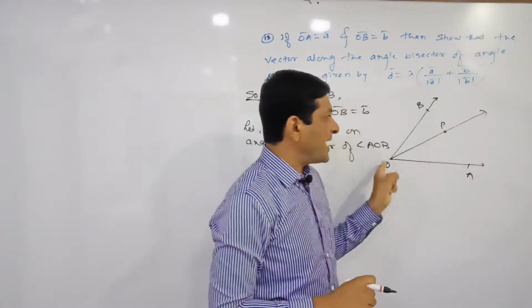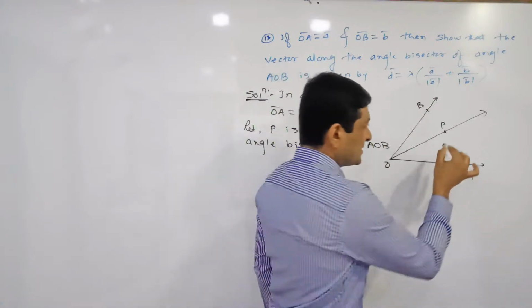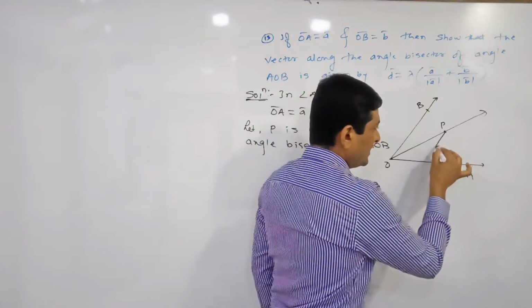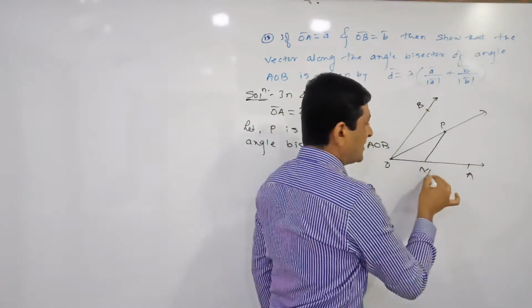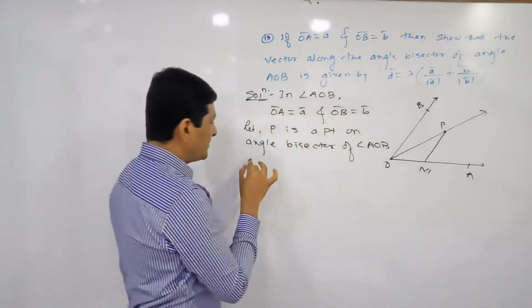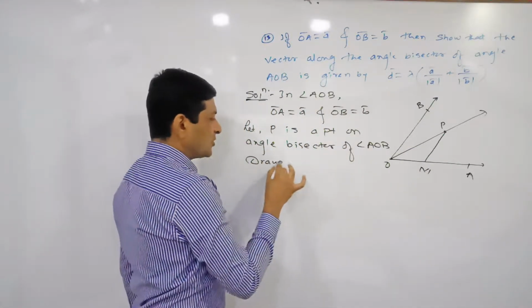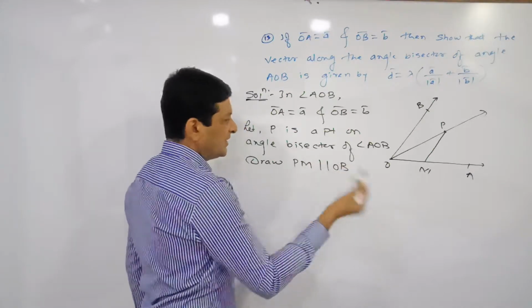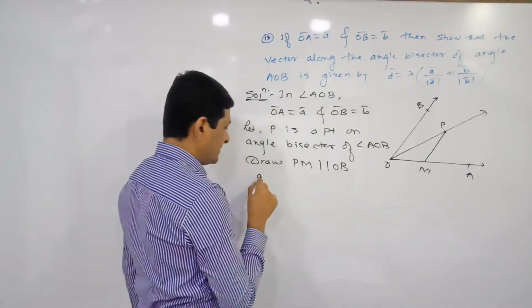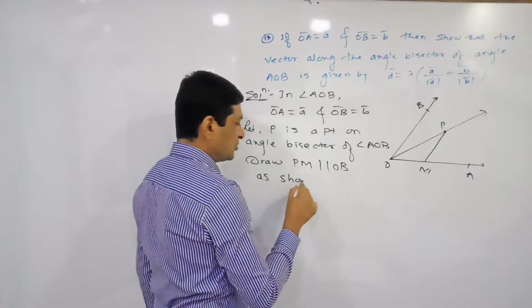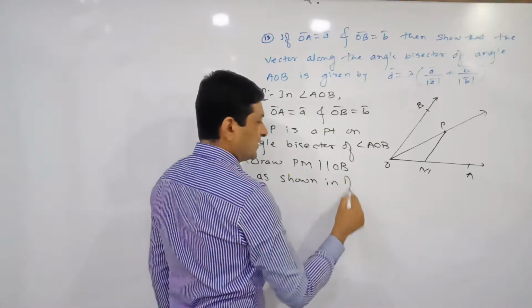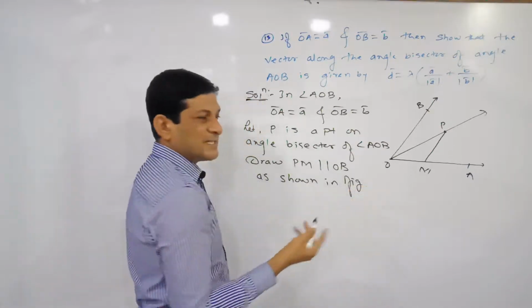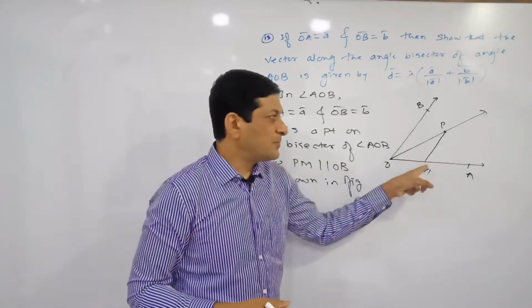Now once we have taken point P, from this point P draw one segment or one line which is parallel to OB. So let us suppose that PM is parallel to OB. So draw PM parallel to OB, as shown in the figure. So what is our construction here? PM is parallel to OB.